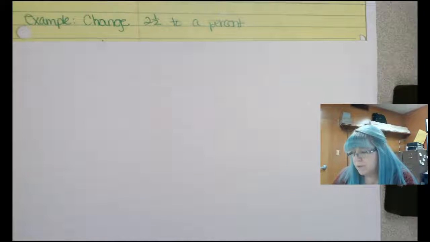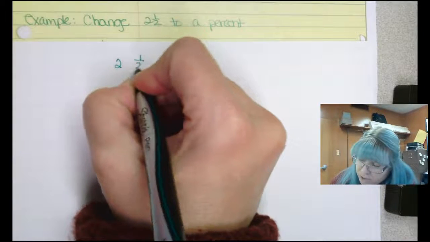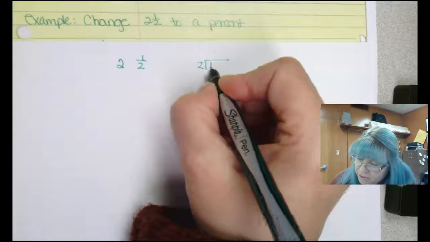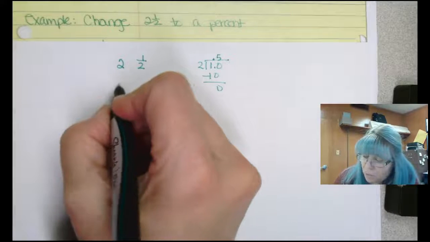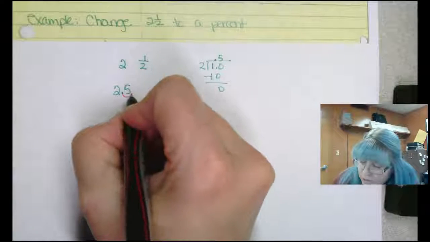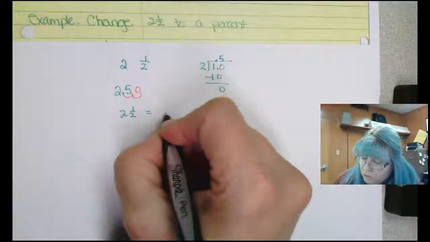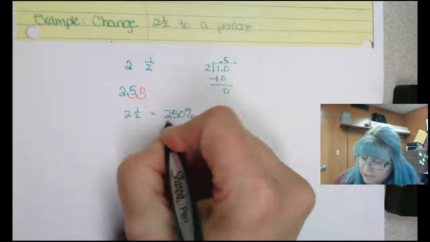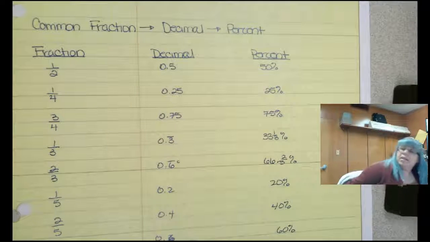Alright, one more example. Let's change 2 and 1/2 to a percent. Well, the first thing I want to do is change my fraction to a decimal. So I'm only worried about the fraction part. Well, 1/2, you could do the math here. So it is 0.5. 1/2 is 0.5, so that will be 2.5. Now let's move the decimal 1, 2 spaces to the right. So 2.5 will equal 250%. Yes, it's okay to be over 100 for percents. It does happen.